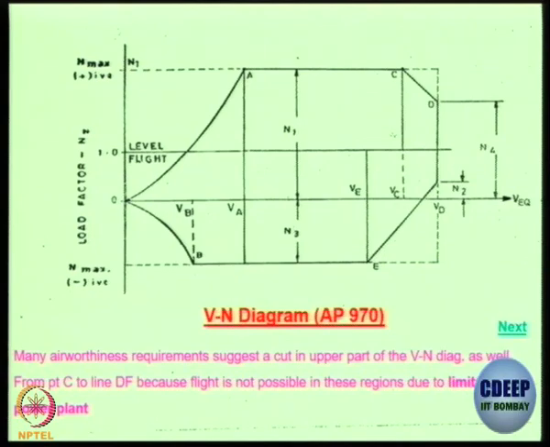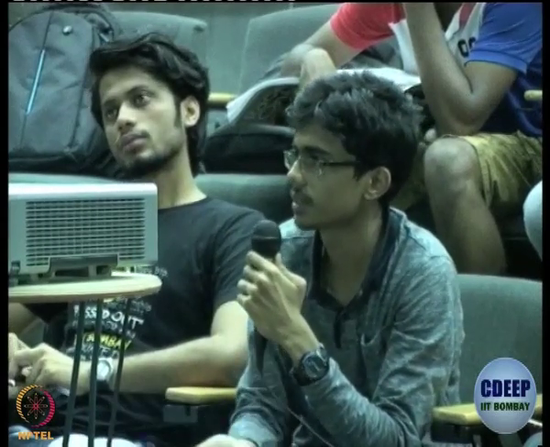So NZ is the maximum load the aircraft can sustain, right? In the vertical direction. So sir, how does it matter at what speed it has that load? For example, if this VN diagram is for a particular aircraft, it can have a maximum NZ where the line is straight, let's say 4. NZ equal to 4. So at its maximum velocity, it can have that same NZ. No, not necessary.